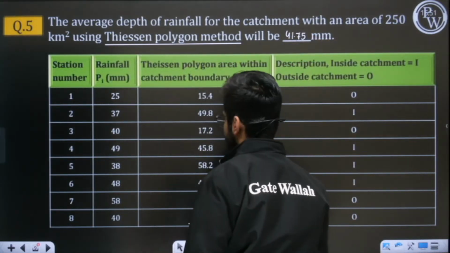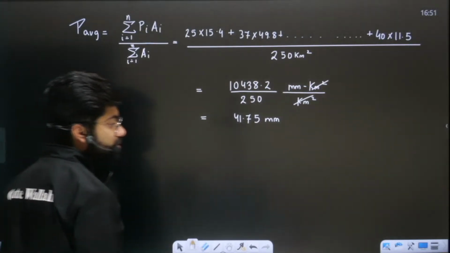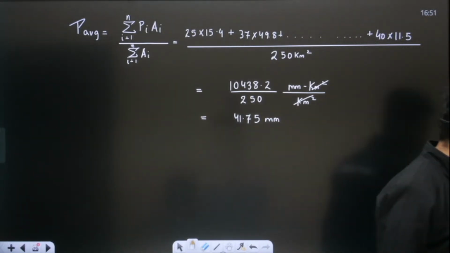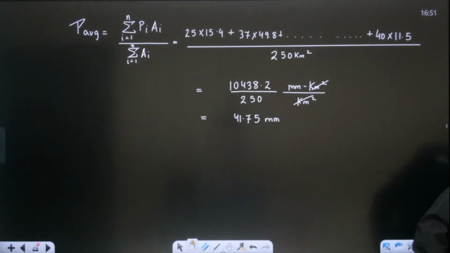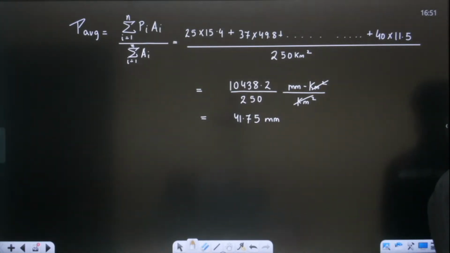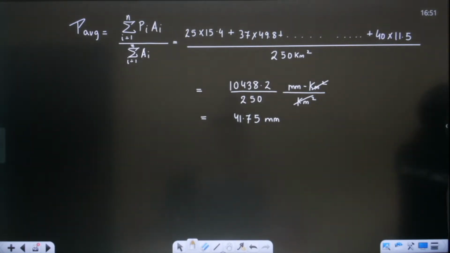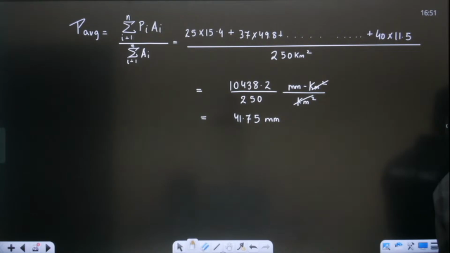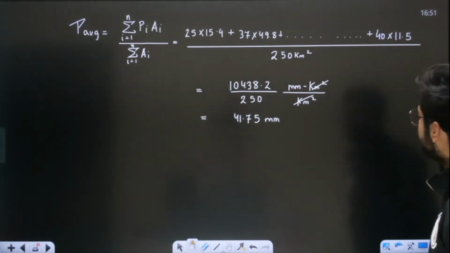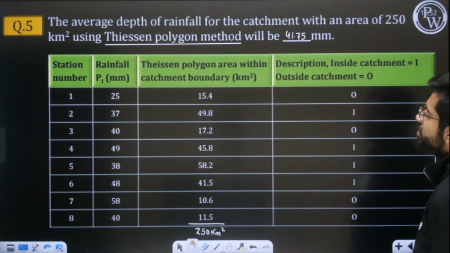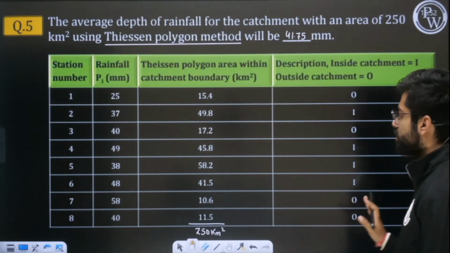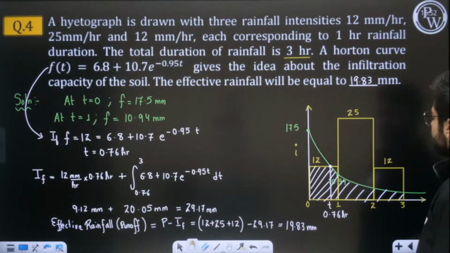Okay, so this is also very simple. I hope this is clear to you. Have you understood this or not? So this is your Thiessen polygon method. See, all the three methods, be it arithmetic mean, Thiessen polygon or isohyetal method, are all important. You can expect any of them to come in your exams.